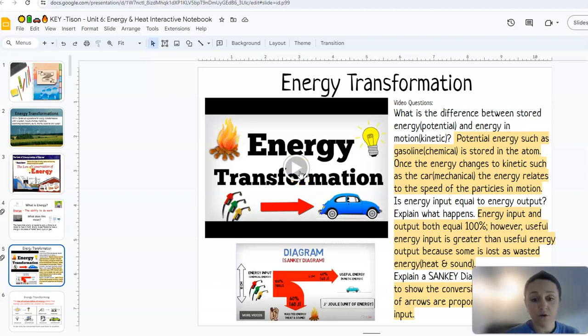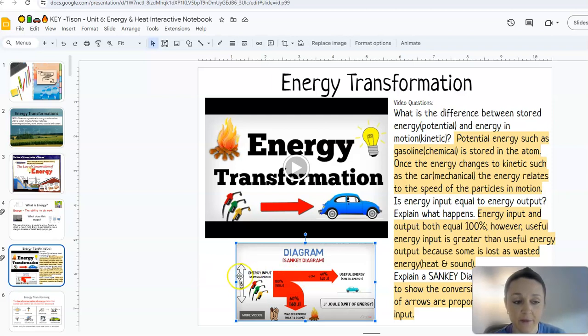All right, now that you've finished, hopefully you've watched this video, you saw this diagram in the video. It's called a Sankey diagram. We'll talk about that in just a second. My answers are in yellow here. So on your digital notebook, you have a blank. I want you to put the answers that I put into this slide into yours. You can change it a little bit.